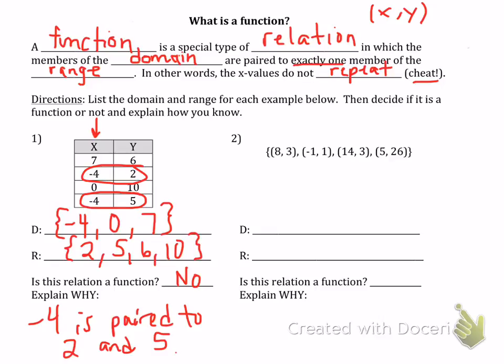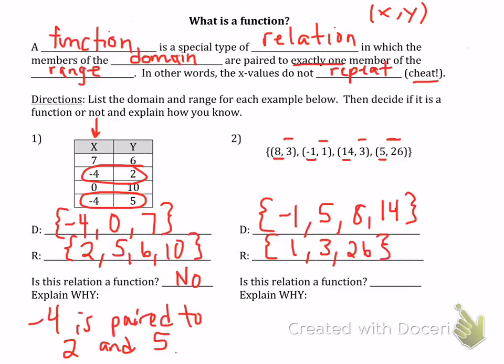How about number two? It's a different format. There are lists of ordered pairs, but we can still look at the domain and range. Let's see, we have 8, -1, 14, and 5. So we'll put those in order. I like to underline them sometimes to show which numbers I'm exactly looking for. And then the range, 3, 1, 3, 26. So only 3 has to be listed once. And there's my braces again. And I again come back to the question, is this relation a function?